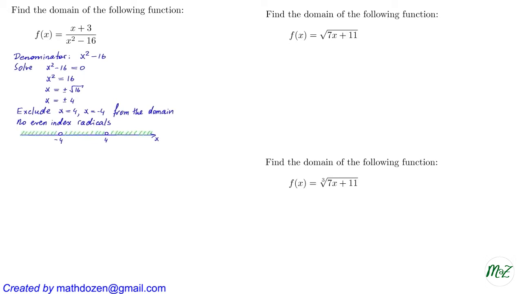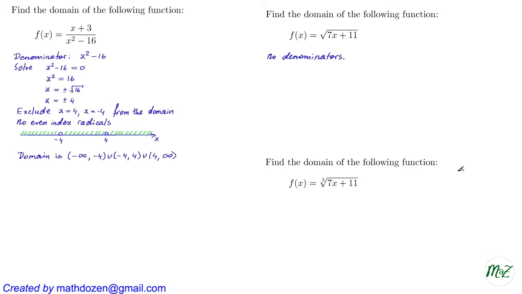What is left? We're left with 3 intervals of x values, and those 3 intervals will be the domain of the function. The left interval is from negative infinity to negative 4, with parentheses everywhere since negative 4 is excluded. The second interval is from negative 4 to positive 4, and the last interval is from positive 4 to positive infinity. The union of these 3 intervals is the domain of the first function.